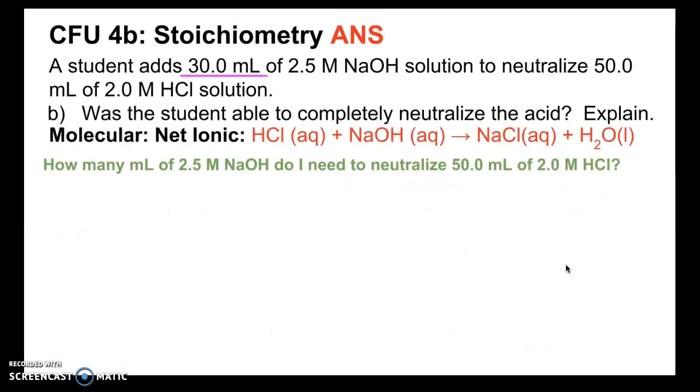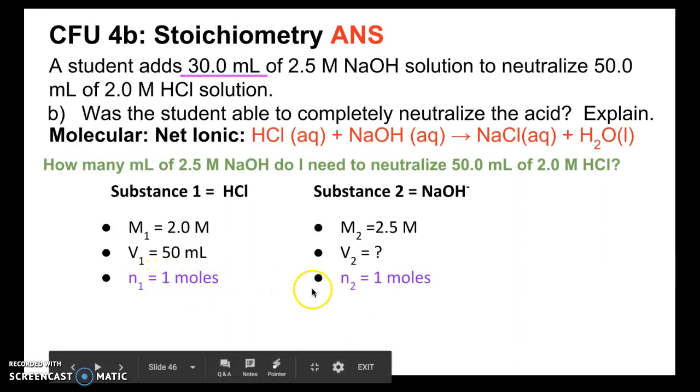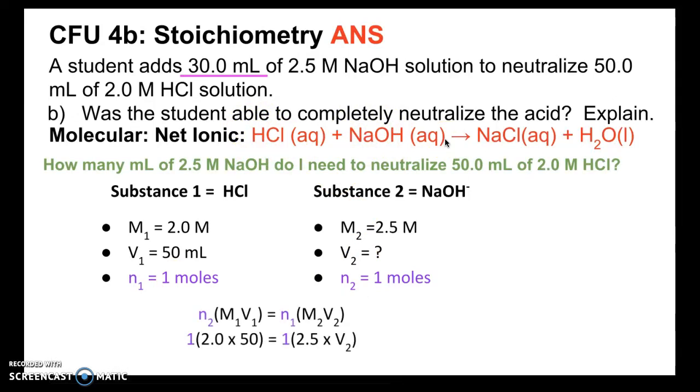All right, so now that I know that, let's set things up. I always choose my substance 1 and substance 2 and list the information for each. For substance 1, it's going to be HCl because that's the information I have for it. And for substance 2, it's going to be NaOH. So I'm trying to figure out the volume of a 2.5 molar NaOH solution. The molar ratios come from the coefficients of HCl and NaOH in the balanced chemical equation. I plug it in, and I figure that I need 40 milliliters of NaOH.